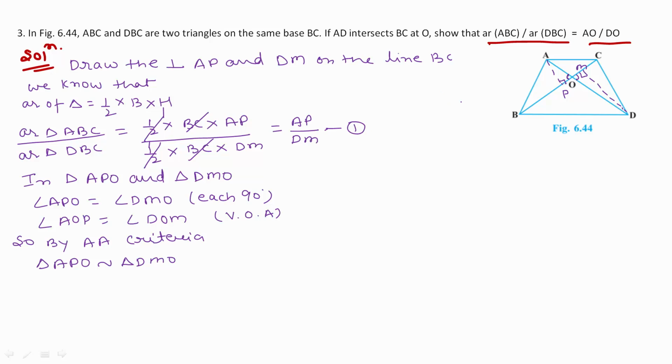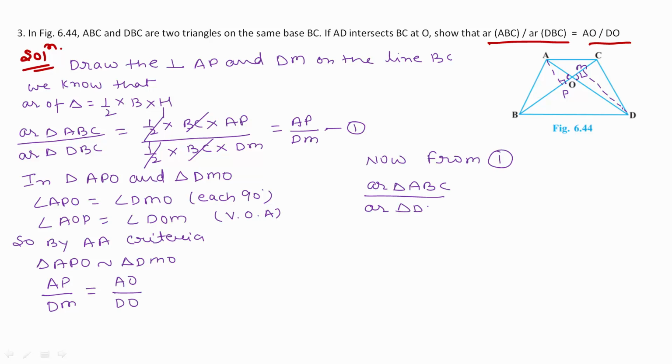So AP upon DM is equal to AO upon DO. Now from first, area of triangle ABC upon area of triangle DBC is equal to AP upon DM, and the value of AP upon DM is equal to AO upon DO. Hence proved.